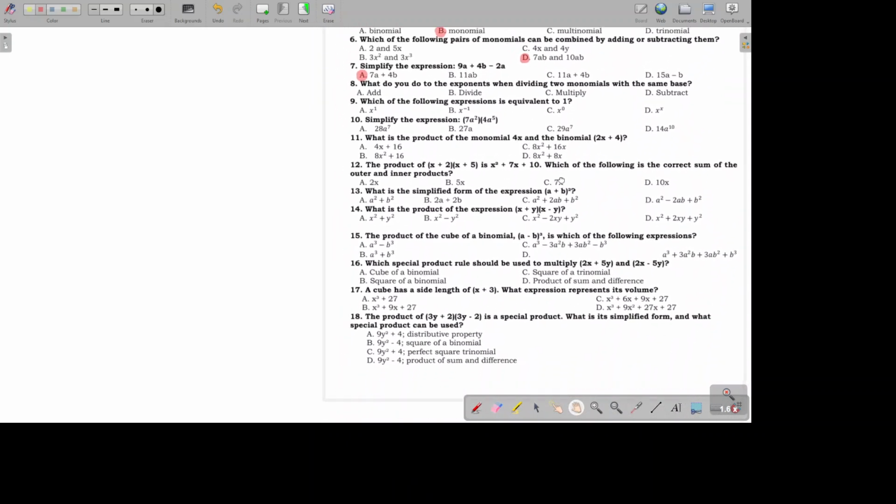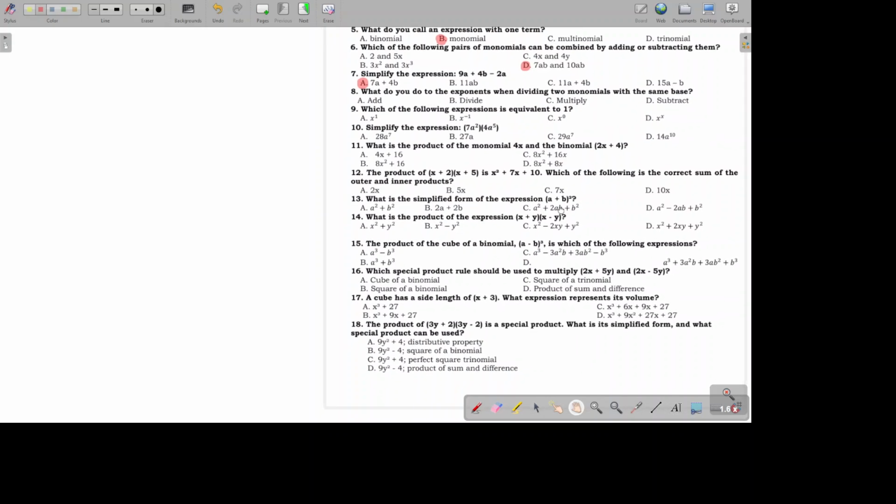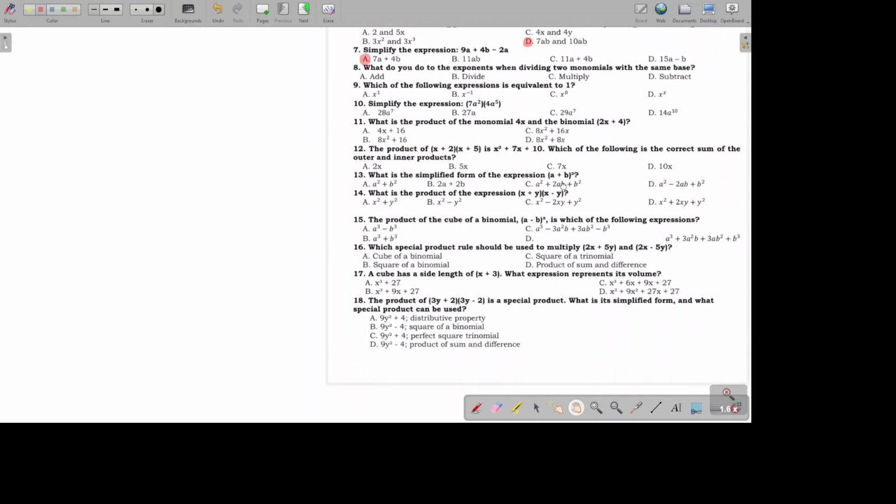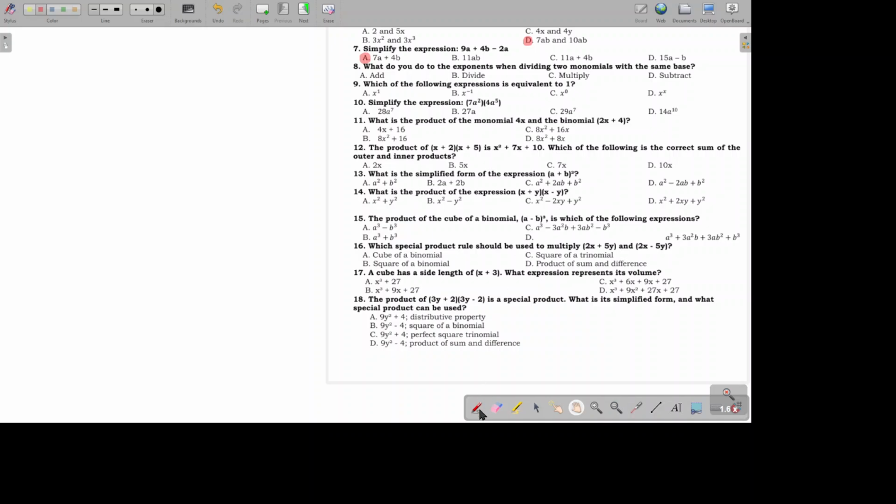Number 8. What do you do to the exponents when dividing two monomials with the same base? Okay, so when we divide monomials with the same base, we just copy the base and then we subtract the exponents.